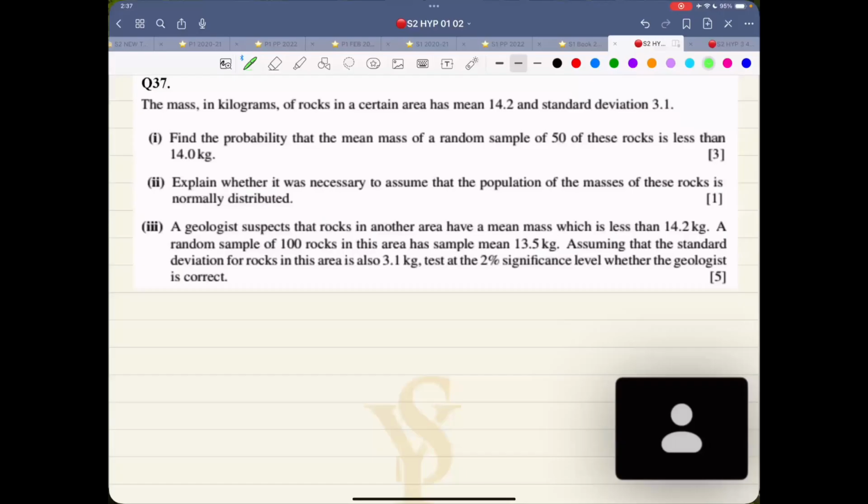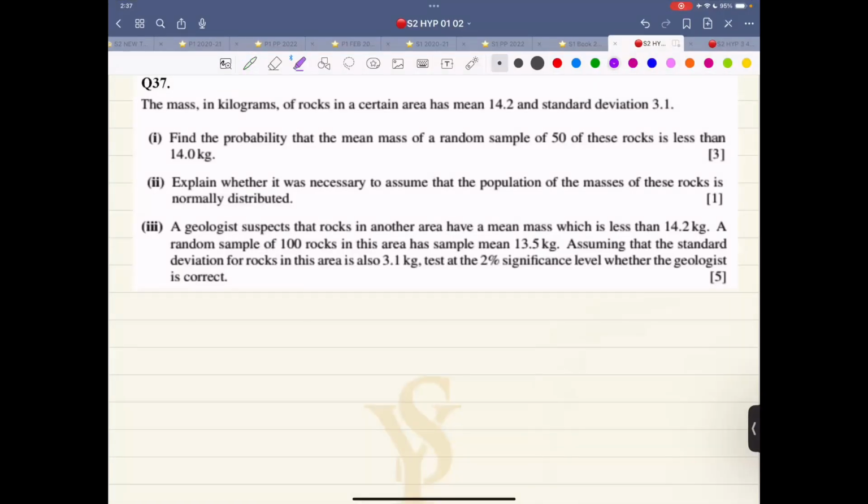So now let's look at this question. First thing first, underlining. The mass in kilograms of rocks in a certain area has mean 14.2 and standard deviation 3.1. Find the probability that the mean mass of a random sample of 50 of these rocks is less than 14.0. The first part, it's about sampling.